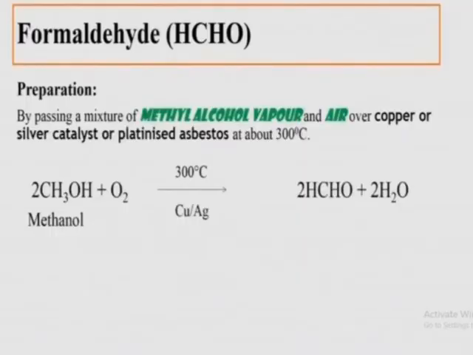Now, the second very important thing we are going to talk about is preparation. Formaldehyde is prepared by mixing methyl alcohol vapor and air in the presence of a catalyst, that is copper or silver, or it can also be platinized asbestos, at a temperature of 300 degrees Celsius. When methanol is mixed with air, it gives formaldehyde and water as the products, as shown in the presentation.